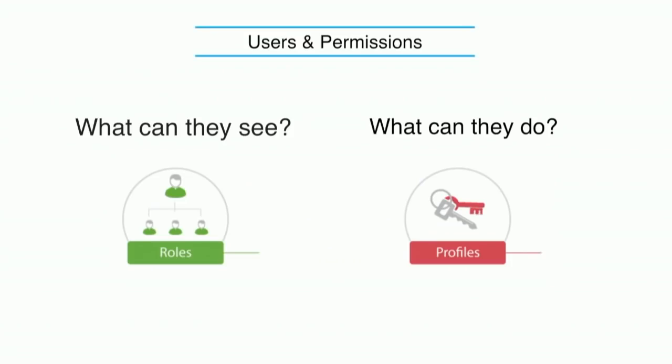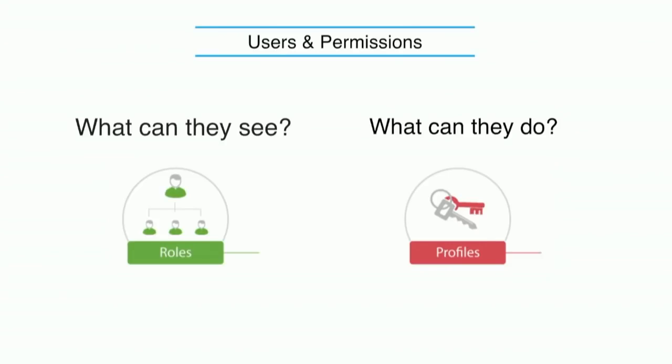So starting out, we'll start with users and permissions, right? So your users are going to be your employees or anybody that you need to have access to the system. And the permissions are going to control what data they have access to and what features they're able to play with in the system. So we have these split up into two different pieces. They're roles and profiles. So what we usually say, roles control what people can see and profiles control what people can do.